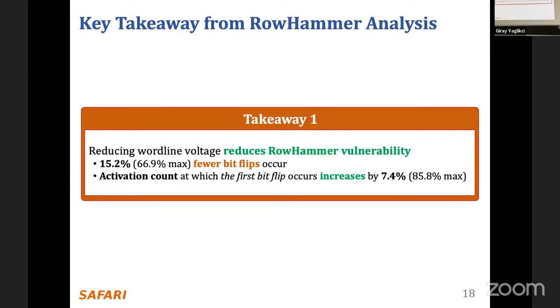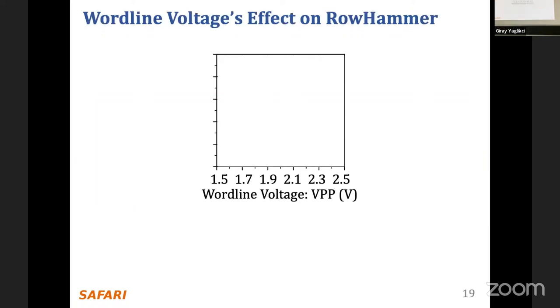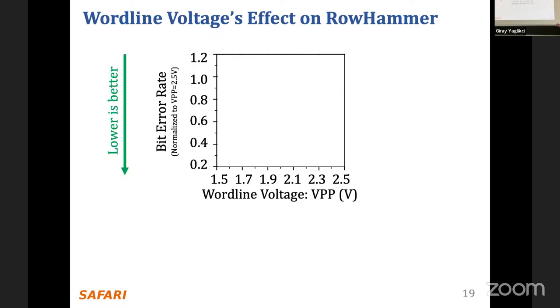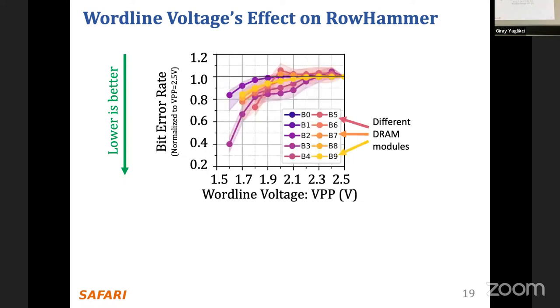So the first takeaway is that reducing Wordline voltage reduces RowHammer vulnerability. Here on the x-axis we have Wordline voltage. This 2.5 volt is the nominal voltage level, and from right to left we reduce Wordline voltage. And on the y-axis we have the bit error rate. Obviously lower is better because we don't want a high bit error rate. And here the bit error rate is normalized to the bit error rate at the nominal voltage of 2.5 volts. So we have multiple curves here. Each curve corresponds to a different DRAM module, and the shades around each curve show the variation across DRAM rows.